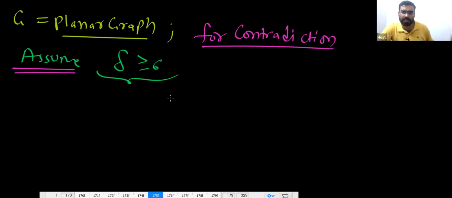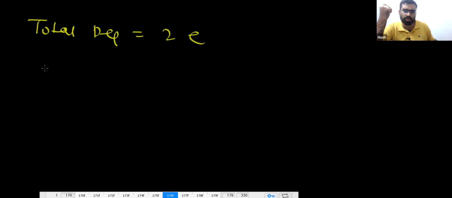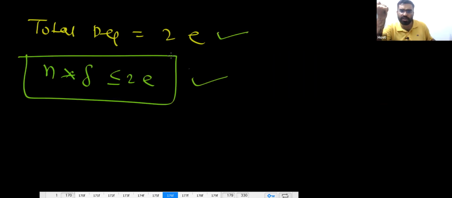Now what should happen? If this happens, then what should happen to the number of edges? You know the handshaking formula. I told you that this thing you already know. The total degree is equal to twice the number of edges. And also you know that the number of vertices multiplied by the minimum degree is less than or equal to 2e. These things we already know.